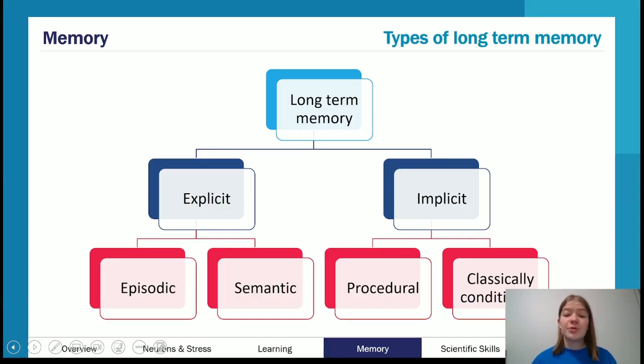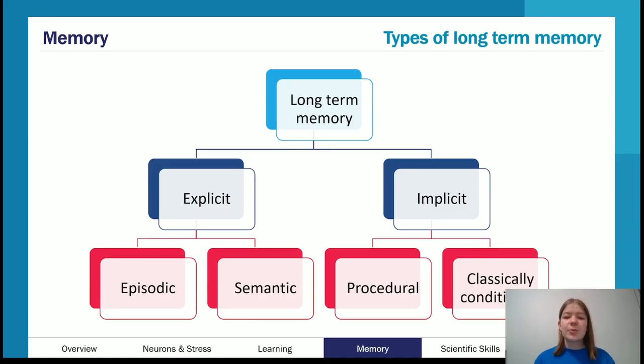So we'll now go on to our different types of long-term memory that we have. Our long-term memory we can separate into explicit and implicit. So we'll look at explicit first. This is also sometimes called declarative memory. You can kind of declare that it exists. You're very consciously aware of it, explicitly aware. And that's broken into our episodic and our semantic memory.